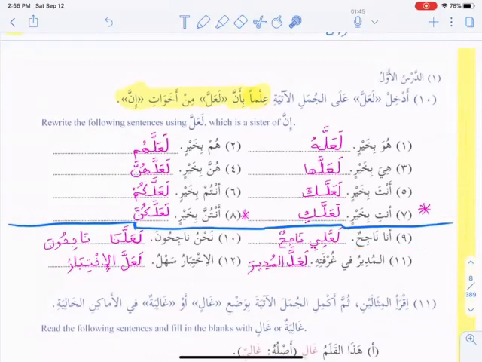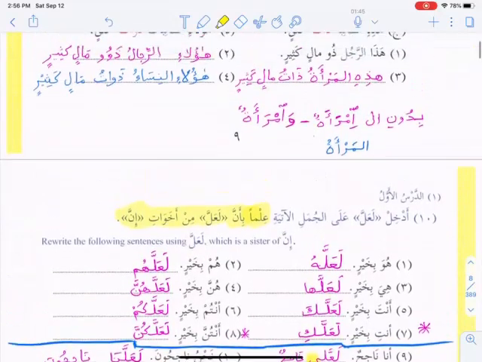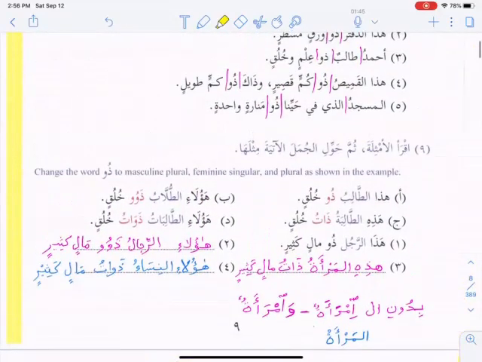Now you say la'alli najihun. So here the li, my sister, brothers, this is your ismu la'alla, but it is mansoob. That you have to remember and understand. Okay, so let's do again. La'alla. We'll start from here.